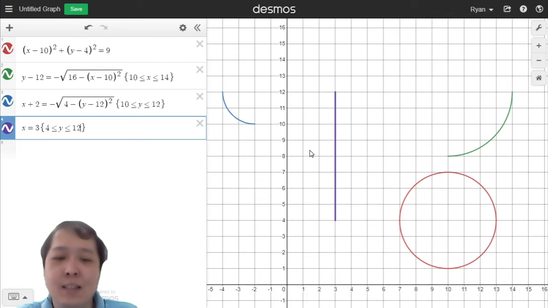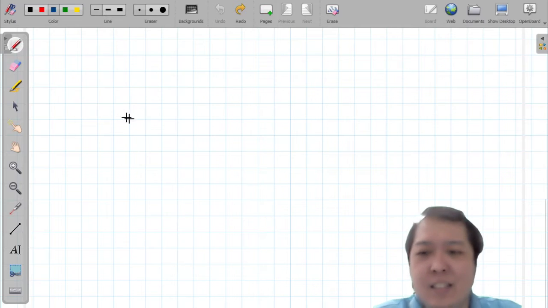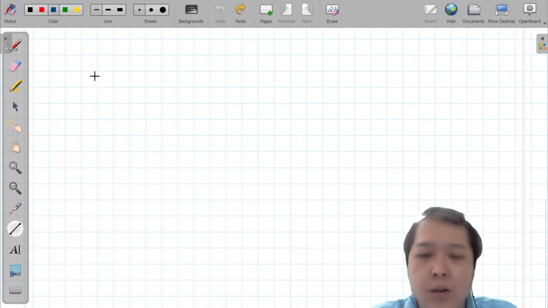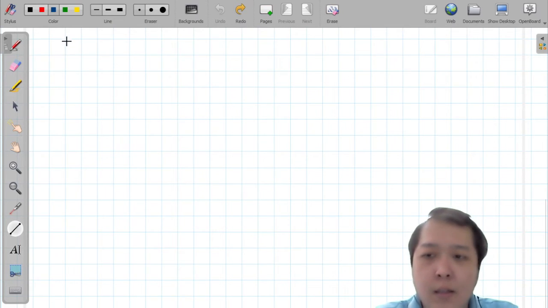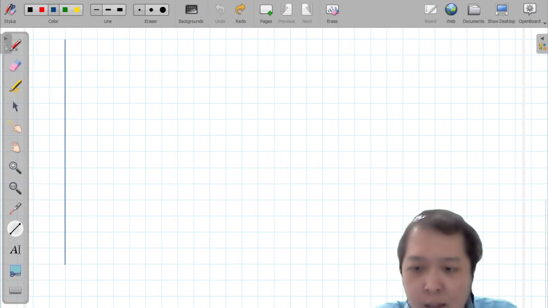So circle equations, straight line equations, that's it. No more. So it's going to be fun. Okay, in this stage I am going to sketch first on this virtual whiteboard. Still we are doing it on the Cartesian coordinates. Okay, let me draw the x and y axis.